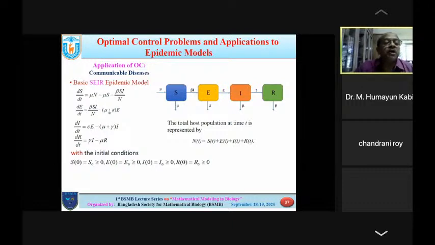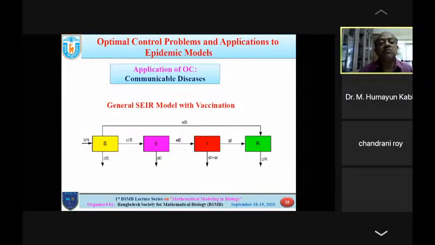So in this type of case, we need to address the exposed class. This is the basic SIR type epidemic model, and now I will show how to use this SIR type model in a vaccination program. This is a very common model. It is a general form of the SIR model with vaccination.